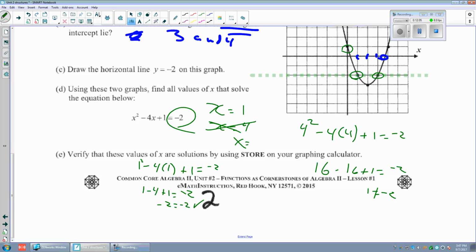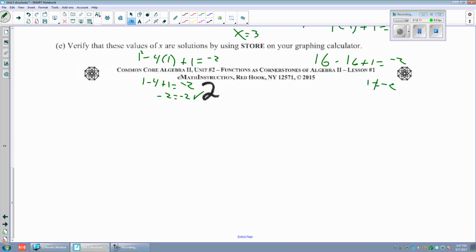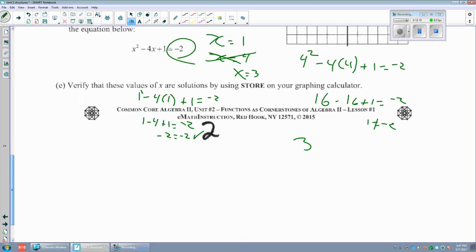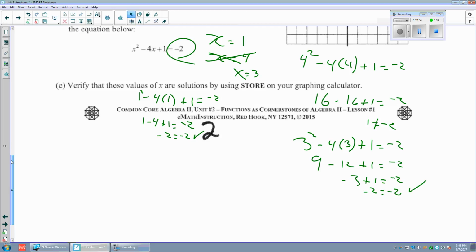X equals 3. Plug in a 3. 3 squared minus 4 times 3 plus 1 is -2. 9 minus 12 plus 1 is -2. -3 plus 1 is -2. -2 is -2. It checks. Good. Bazinga, we're done.